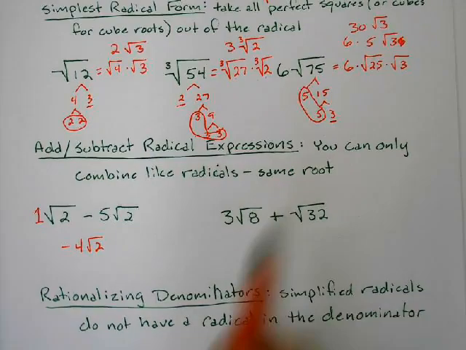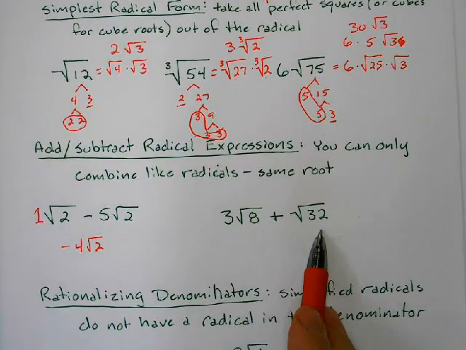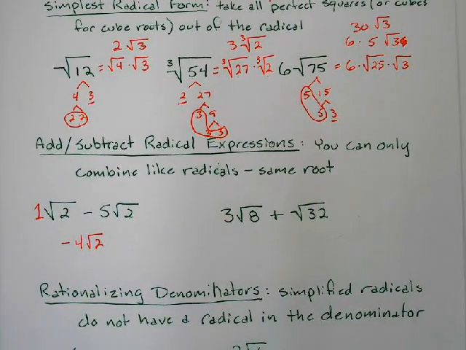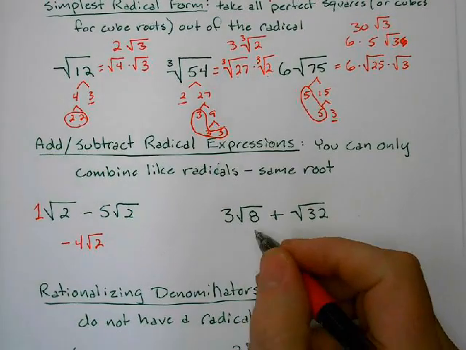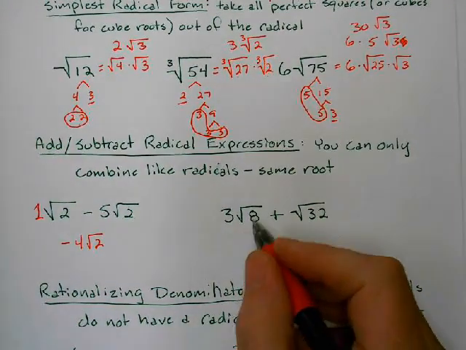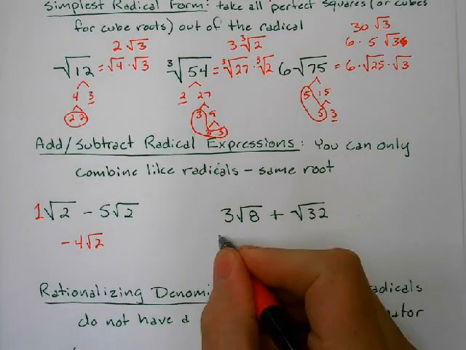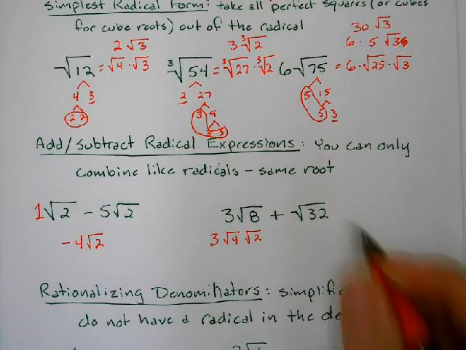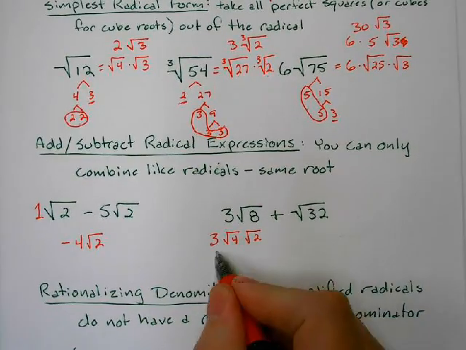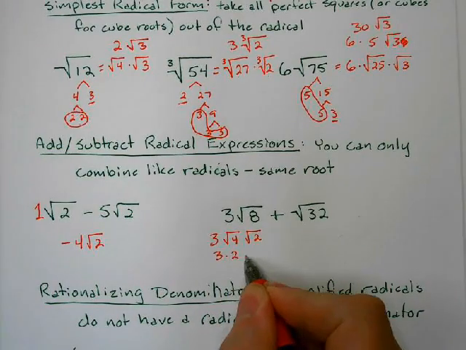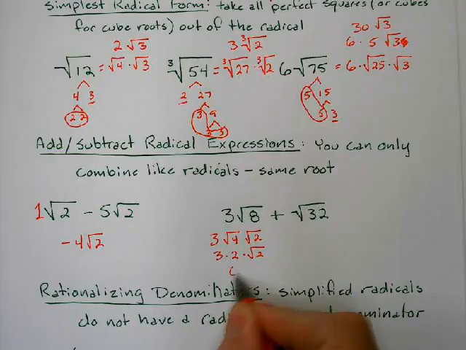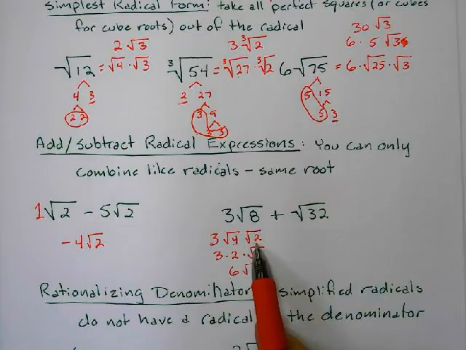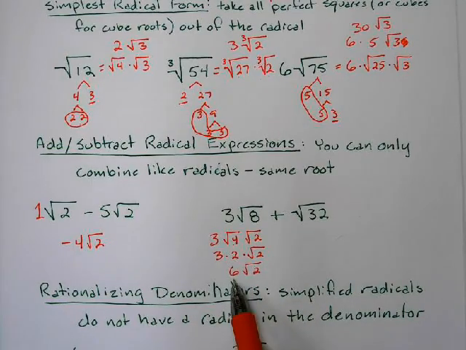Over here, these are not like terms because the roots are not the same. But what we can do is simplify them first, and then we'll find out that yes, they do have the exact same root. So for this one, 3 root 8 can be turned into 3 times root 4 times root 2. And then root 4 is 2. So we get 6 root 2. So root 8 became root 4 times root 2. Root 4 became 2. 3 times 2 is 6. We get 6 root 2.